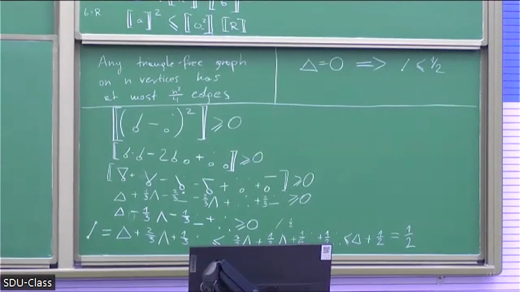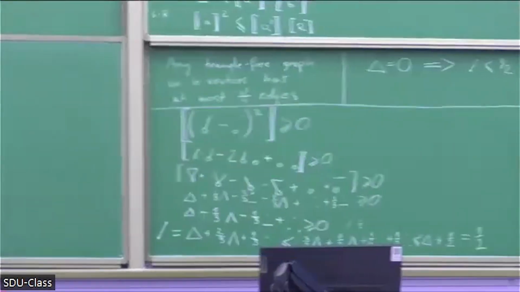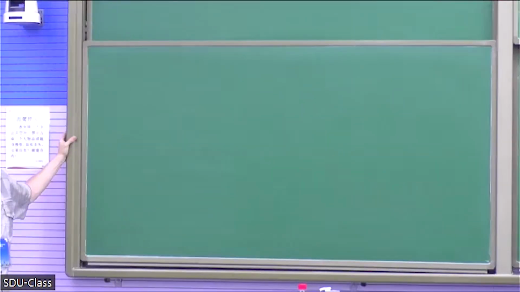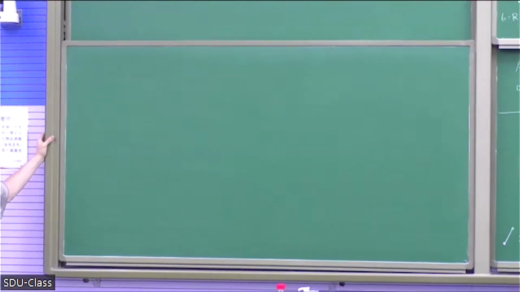Okay, let me move here. We proved Mantel theorem for graphons, but we are interested in graphs, right? We would like to have Mantel theorem for graphs, not for graphons. So how to do it now? Let me do the following trick.